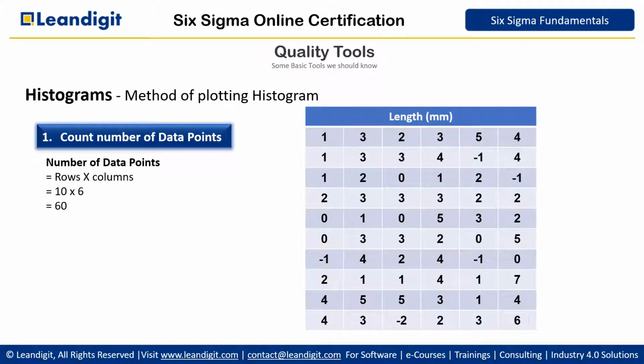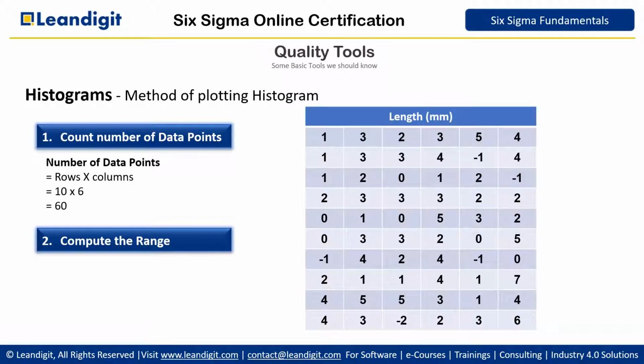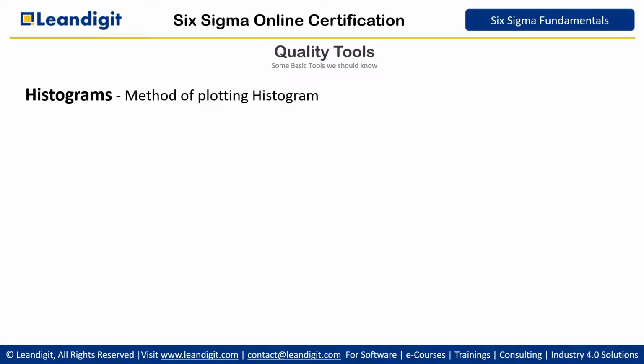First, count the number of data points. Just multiply rows by columns, normal mathematics, and there are a total of 60 data points given to us. Then we'll compute the range. We'll see the data. We found that 7 is the maximum value, minus 2 is the minimum value, and therefore the range is 7 minus 2, which is 9.